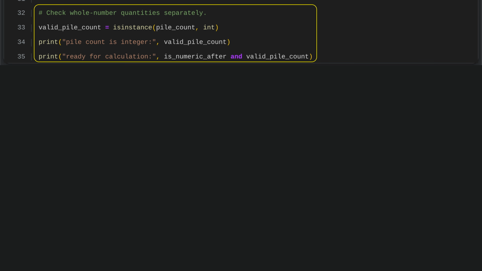The program verifies that the pile count is an integer, then prints the result of that check. It also confirms the system is ready for calculations only when the thickness value is numeric and the pile count is a whole number. This ensures that required inputs have valid types before any dependent calculations begin.